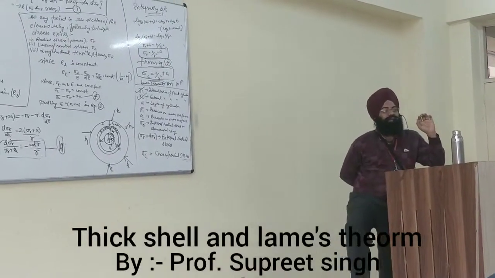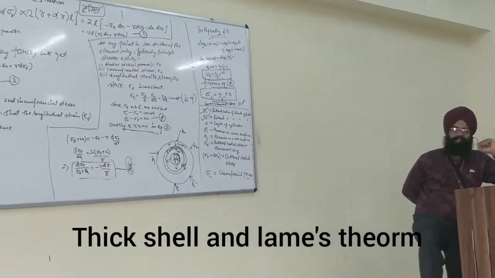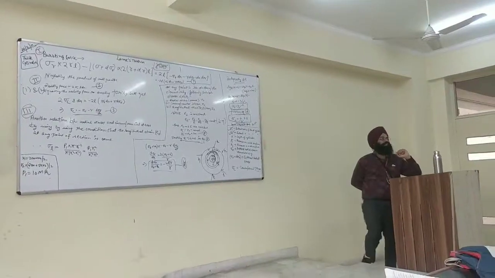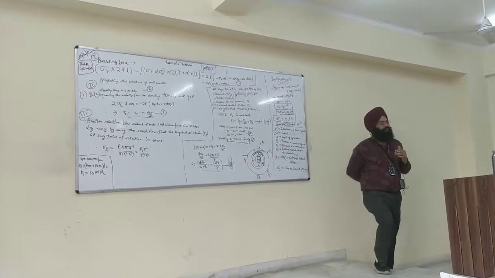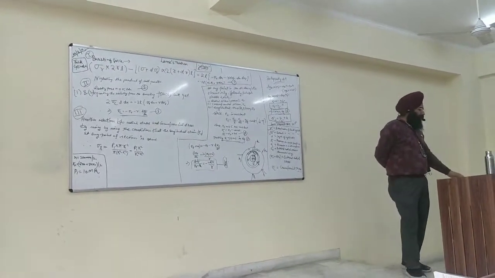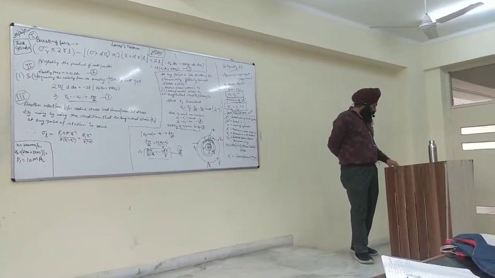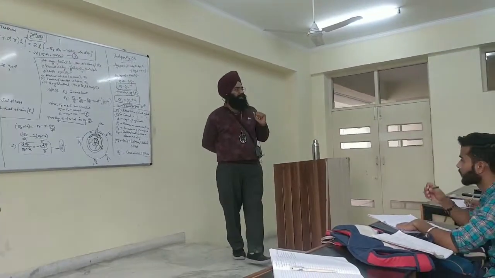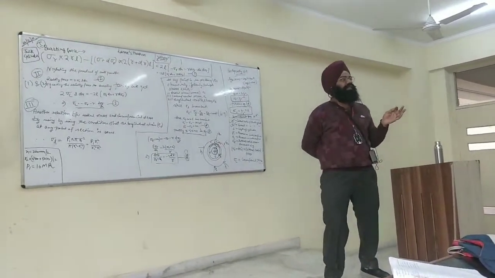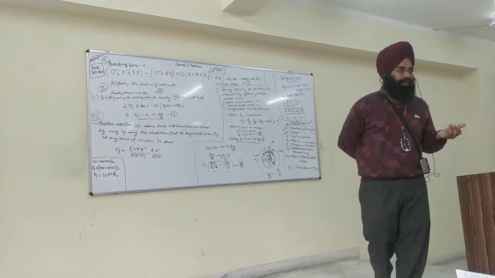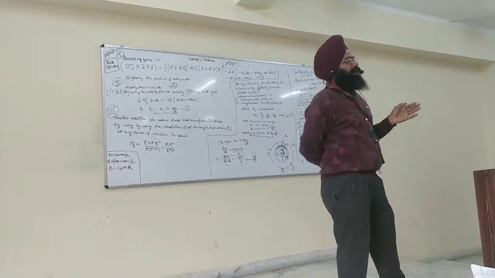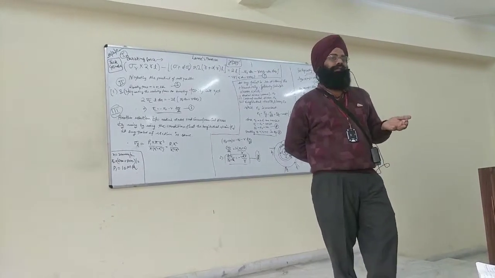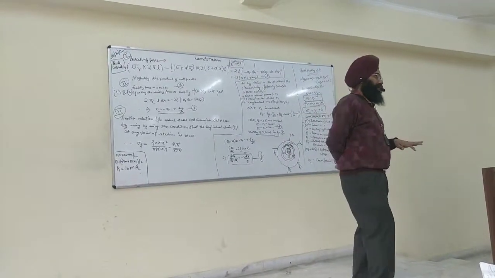Today we are going to start with the new topic of thick shells. What are thick shells? As we have earlier done in thin cylinders, when the value of the t by d ratio was less than 1 by 20, we considered that a thin shell. Now, in thick cylinders, if the t by d ratio is greater than 1 by 20, we will consider it under thick shells.